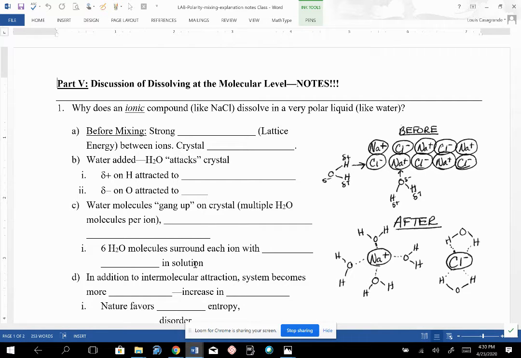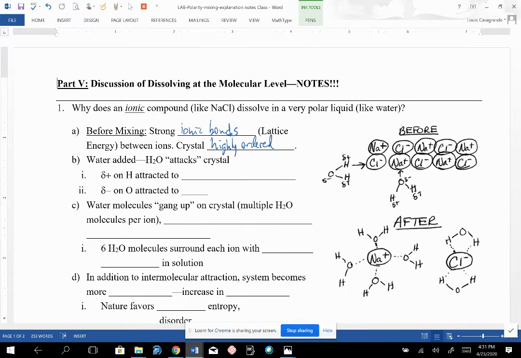Now, before mixing, so I've got the before and the after pictures here. Before mixing, we have strong ionic bonds. That crystal lattice has a very strong lattice energy holding the crystal together. In addition, there's another aspect to it, and that's that the crystal is highly ordered. As we saw in the solids video, the properties of solids, we have this ordered crystal, and the sodium chloride is being held together.